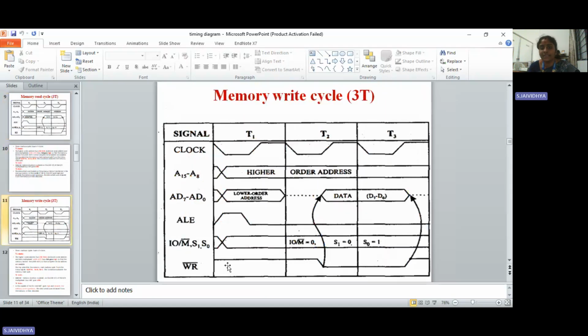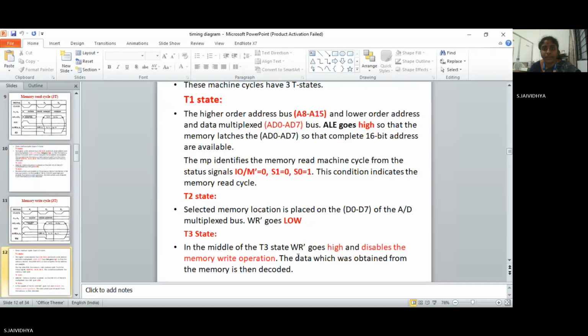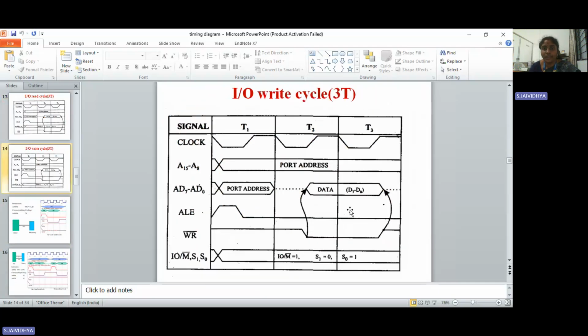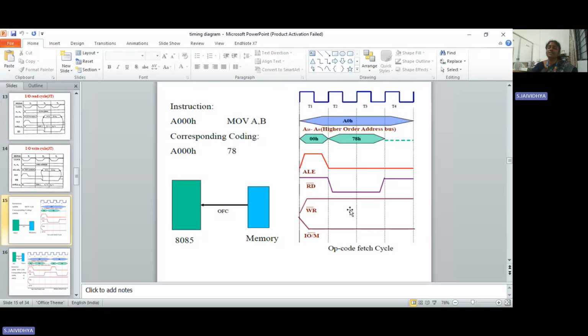This is the memory write cycle. Here the write signal is enabled. In the previous one, the read signal is enabled. So this is the read signal and this is the write signal. Come to the instruction, that is an example for a timing diagram.